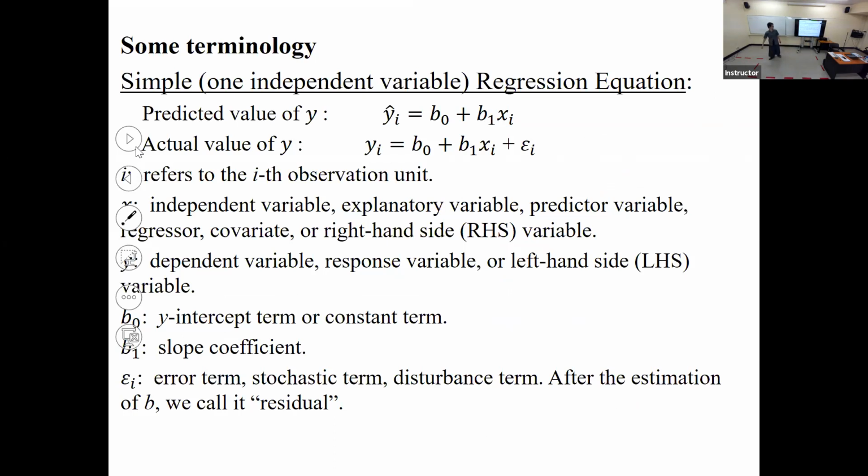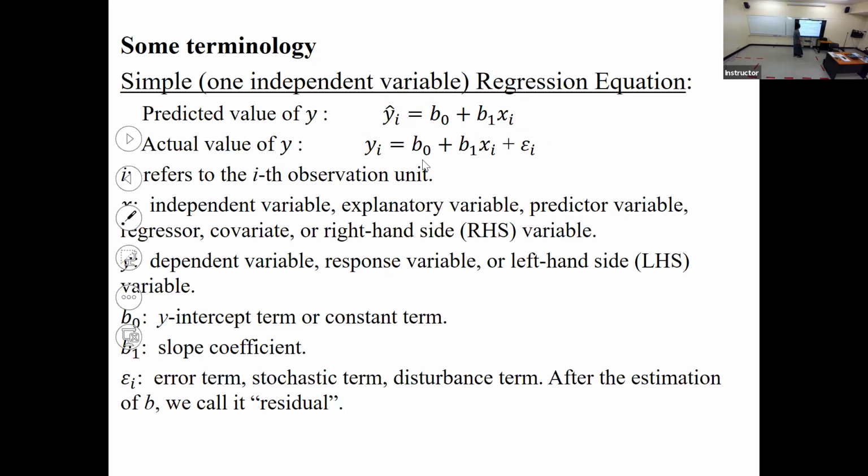Okay, the second one, this one includes the error term. So this one represents the actual value, actual data. So this one is not exactly on the line. So this one specifies the line. So this one specifies the actual dot. So the first one is about the line. The second one is about the dots.